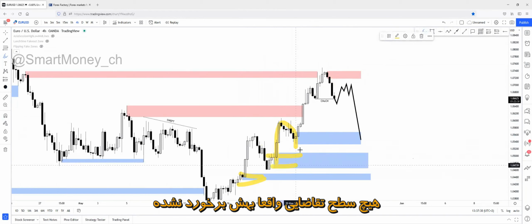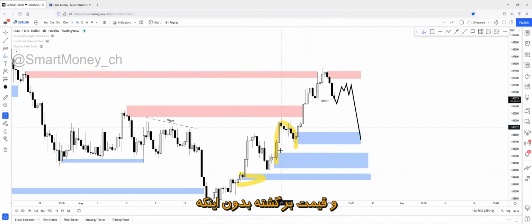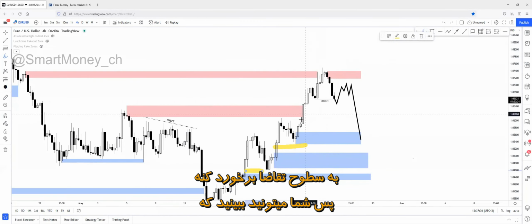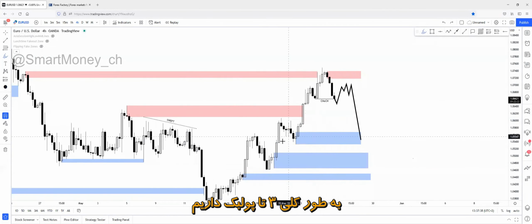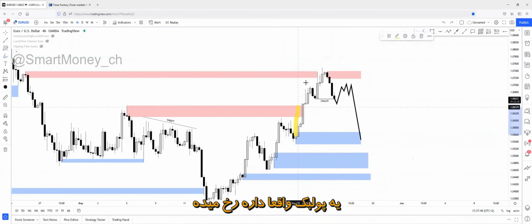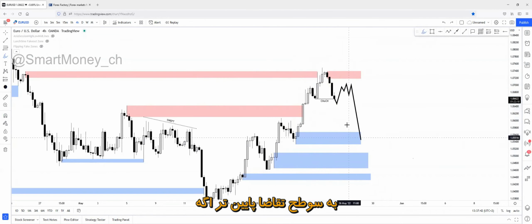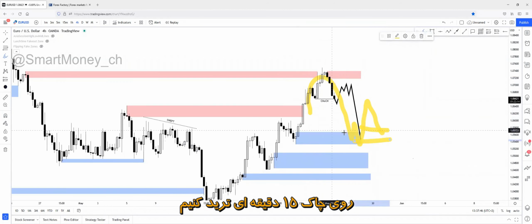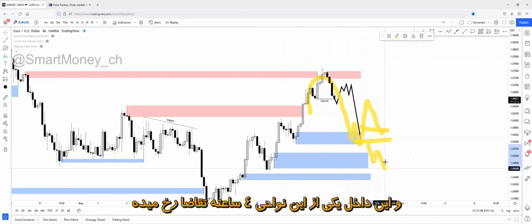No demand zones have been tapped over and over again. Price has just reversed without tapping into a demand zone here, tapping into a demand zone here, tapping into a demand zone here, as you can see. So basically, these aren't real pullbacks. A real pullback is happening right now to some deeper demand region. And if this real pullback happens, then we'll be able to trade based on the 15-minute change of character that happens inside one of these 4-hour demand zones.